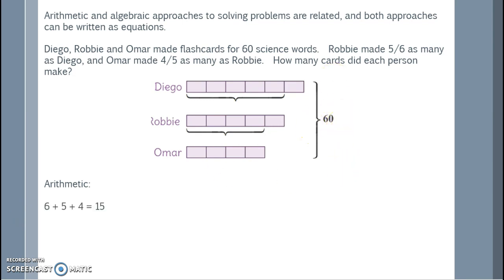So if we're thinking arithmetically, Diego had 6, Robbie had 5, and Omar had 4. So altogether they had 15. So if I take the 60 and divide it by the 15 cards, each one represents 4. So then each one of these blocks represents 4. So 4 times 6 is 24, 4 times 5 is 20, and 4 times 4 is 16. We could do this algebraically as well.